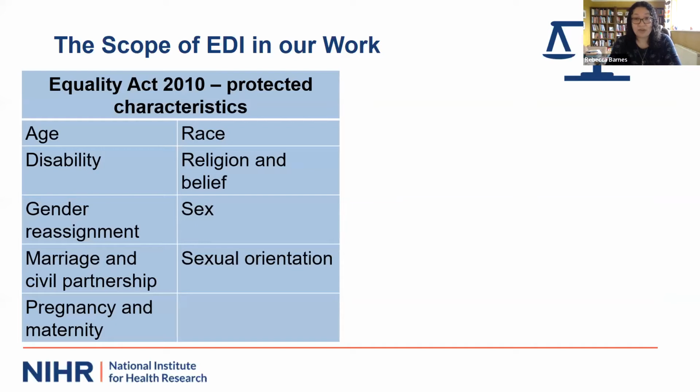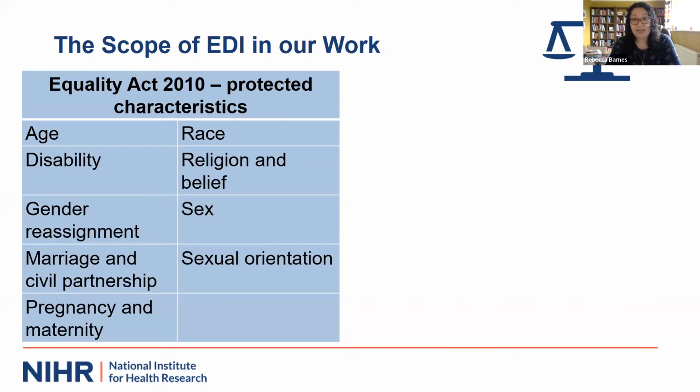The NIHR is striving to embed EDI across its research systems and culture, and to ensure that underserved communities are not excluded from the research that it funds. Core to this principle is the recognised need for diversity amongst researchers, funding committee members and reviewers, and research participants and public contributors. But when we talk about diversity, who exactly are we striving to include?